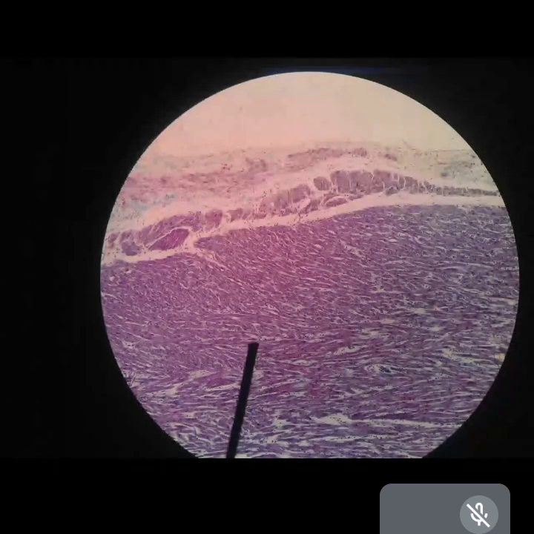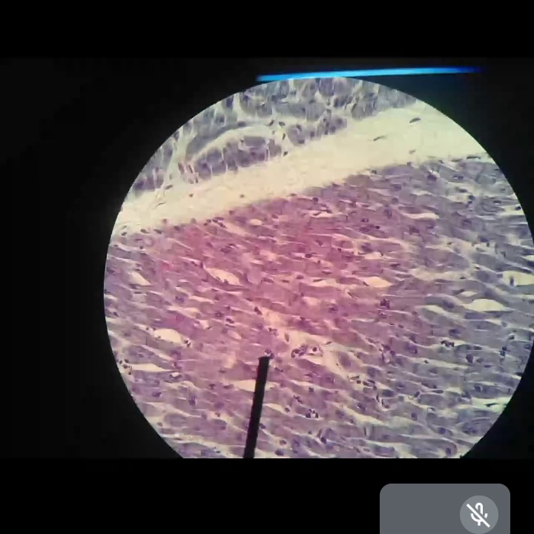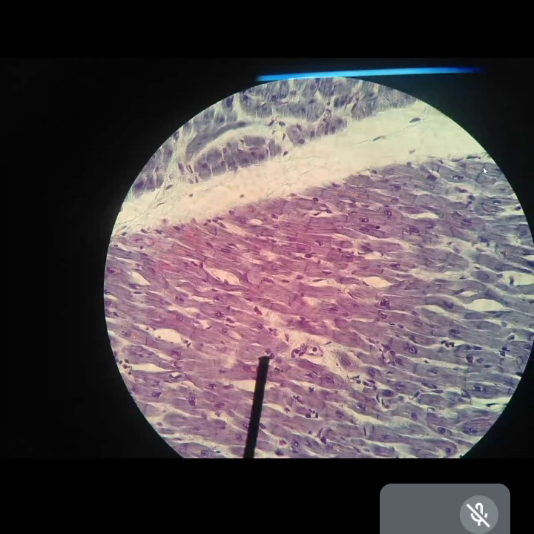Okay, this is the cardiac muscle. So this is a normal cardiac muscle. The intercalated disc is this, the black lines in between this one, and then this one here, this one, and then this is the nucleus, individual nucleus.